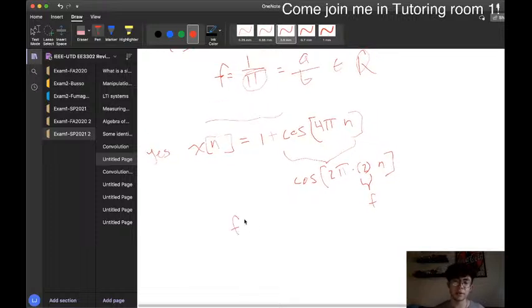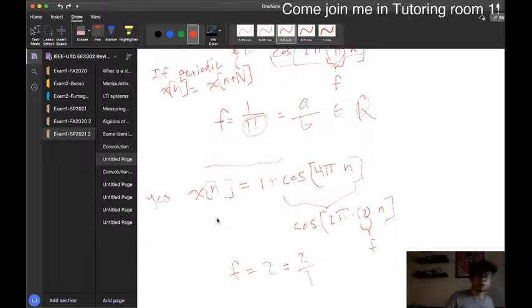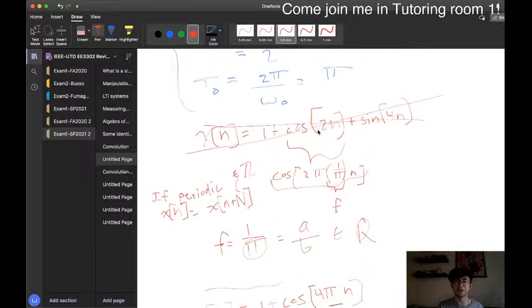So now that we have that, f is equal to 2. And this is a rational number. This is 2 over 1. So yes, this is periodic. And if we have a DC offset, this plus 1, it doesn't matter. This never affects periodicity. It's going to be periodic regardless of what DC level we add. So yeah, this one is periodic because it has the pi in there. This one is not because it did not have the pi in there. And that's what I wanted to cover real quick.